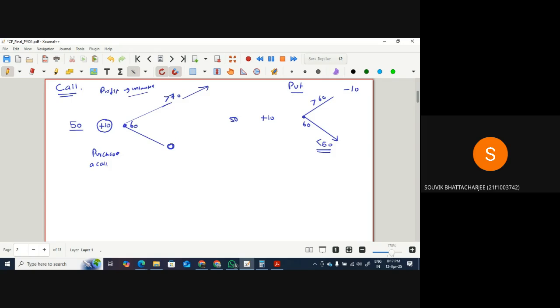So it has to go down below 60 over here, and below 50, then only I'll make a profit because I have to compensate for rupees 10 also. And this is when I'm purchasing. So this is purchase.